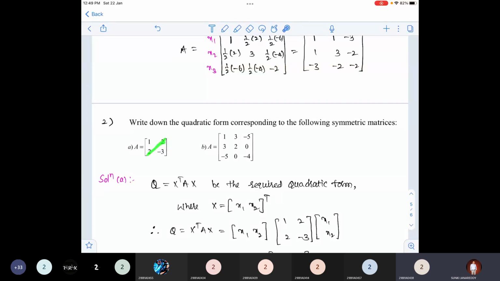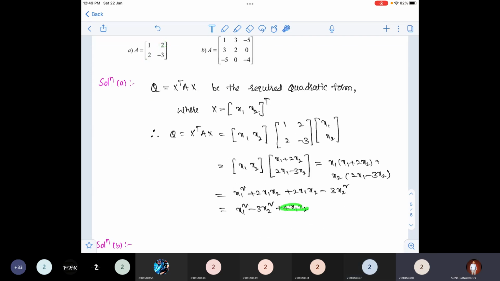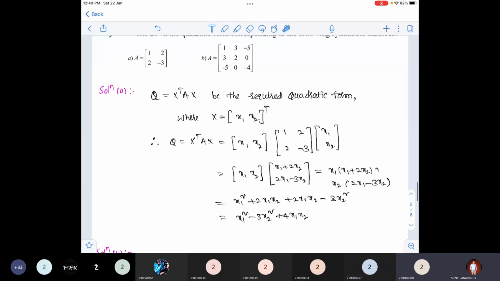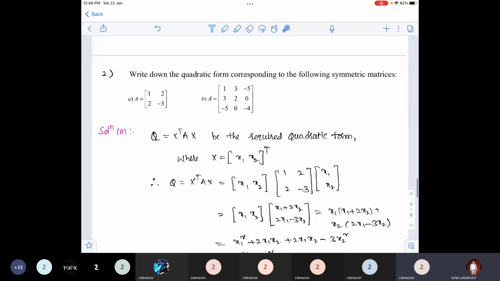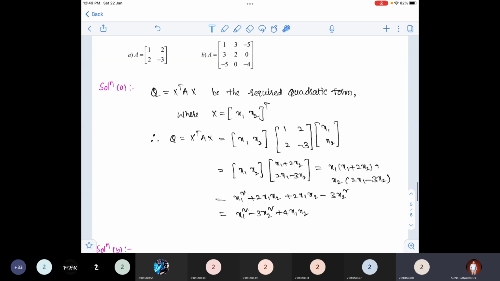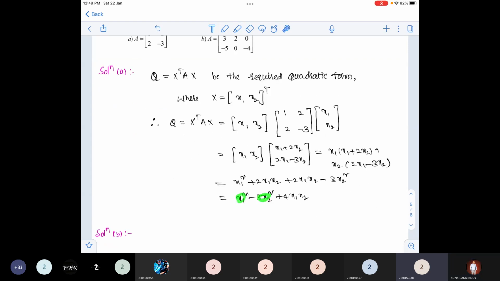So here, the xy coefficient, 2 plus 2, how much? 4. Okay, what did we get here? 4x1x2 only. These are the principal diagonal elements. Here it is the x1 square coefficient, it is the x2 square coefficient. That is what we got here, right? Yes or no? Yes, sir.